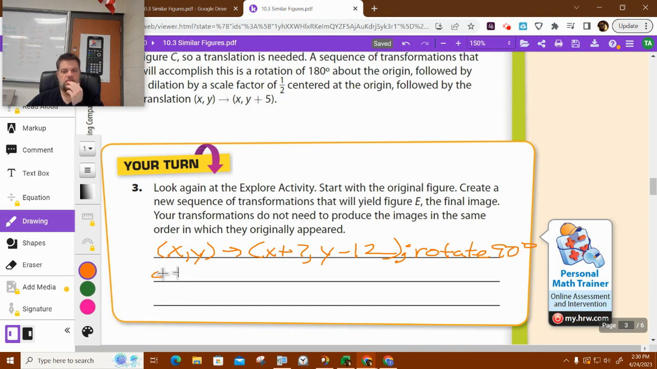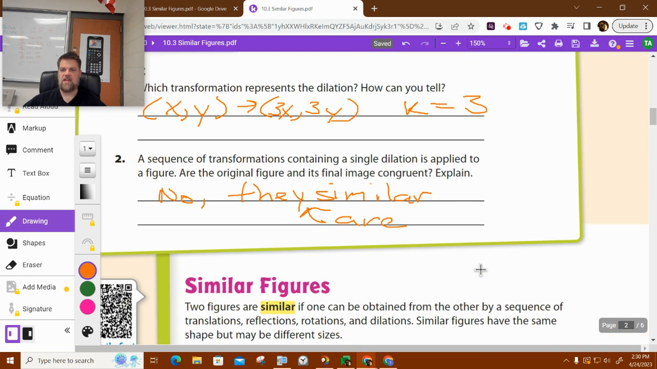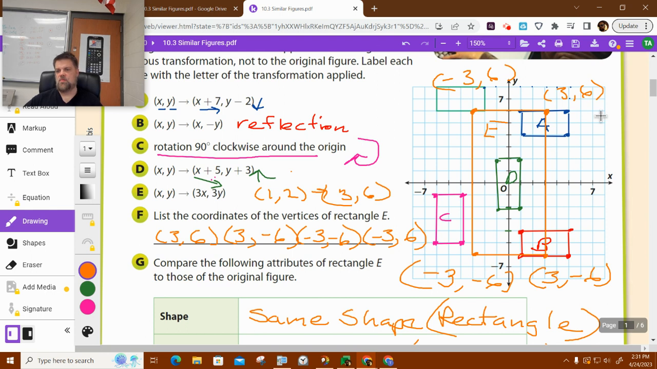Clockwise. And then lastly, you would say x plus 5 comma y plus 3. And what that does is that shifts it up. Basically what we're doing is we're moving it right here. So what they're saying, when I move over 5 and down, what did they say it was, 3? No, we're going to move over 7 and then down 12.